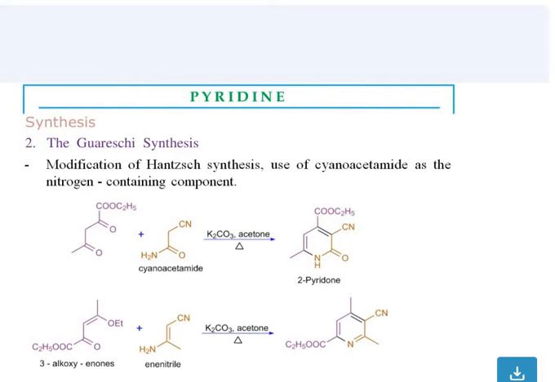Now Guareschi synthesis, a modification of Hantzsch synthesis, uses cyanoacetamide as the nitrogen-containing component. You can see the cyanoacetamide in the presence of acetone and potassium carbonate gives pyridones, and then 3-alkoxyenones in trials give these products.